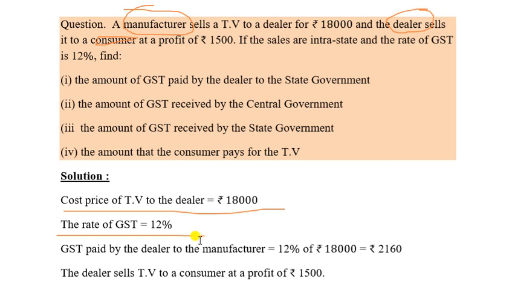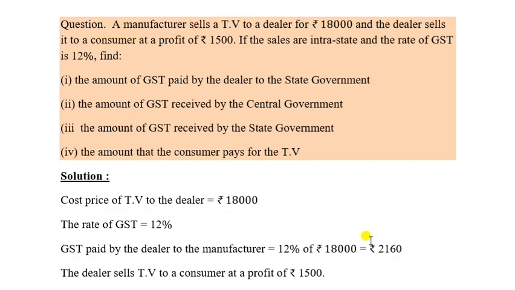So that's why in the next line you can see GST paid by the dealer to the manufacturer, because the dealer bought the television from the manufacturer. That means the dealer will pay that GST to the manufacturer. 12% of cost price. That means 18,000. So if you calculate, you will get 2,160. This is the amount of GST paid by the dealer to the manufacturer.